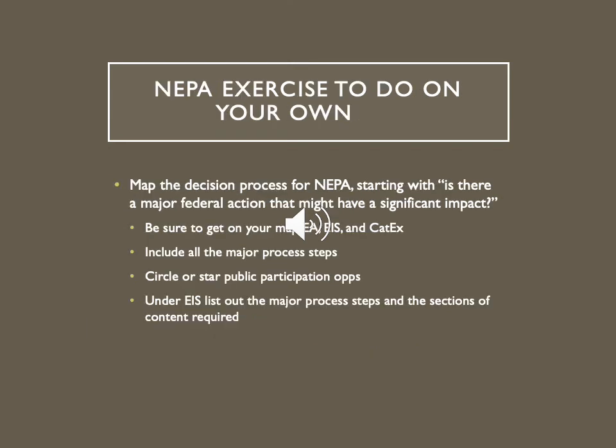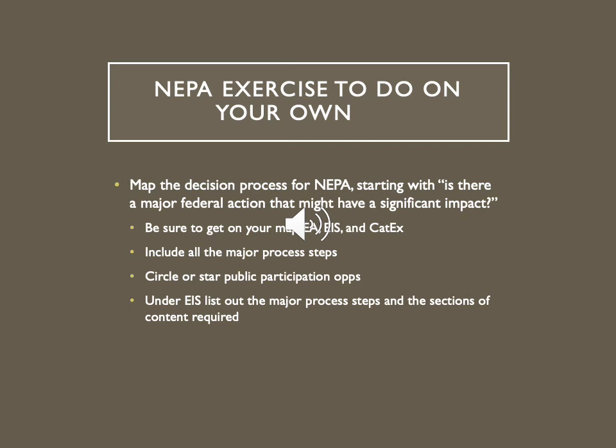Now, an exercise to do on your own is to try to map the decision process for NEPA. You can take a quick look at the next slide, but I would recommend that you try to do this on your own. You want to start with this question of, is there a major federal action that may have a significant impact? And the answer might be yes, and then what would you do? If the answer is no, what might you do? If the answer is no and there's a CATEX category, what might you do?